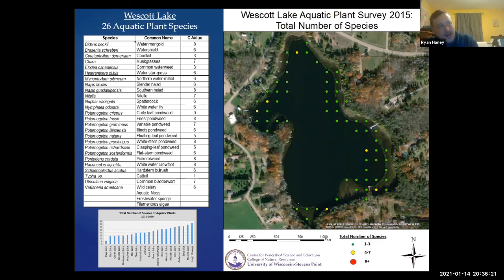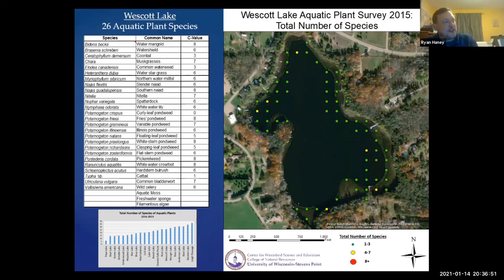In addition to the variety of plants, at the right there, each species gets a C value. A C value is relatively how sensitive is that plant. So a plant with a high C value, and it goes up as high as 10, a plant with a high C value is considered a very sensitive plant, very intolerant of disturbance. So when you see high C value plants, that's a sign of a healthy ecosystem.